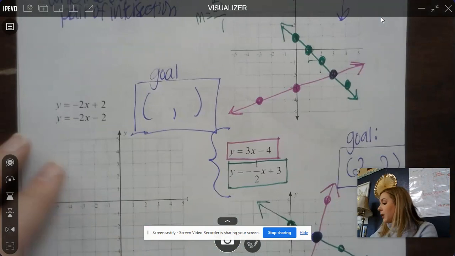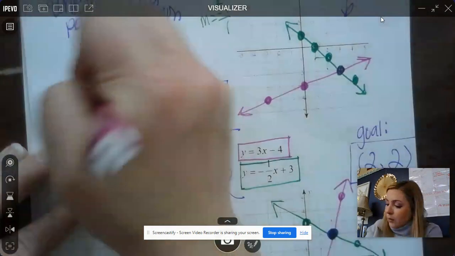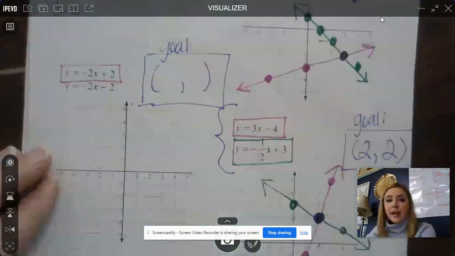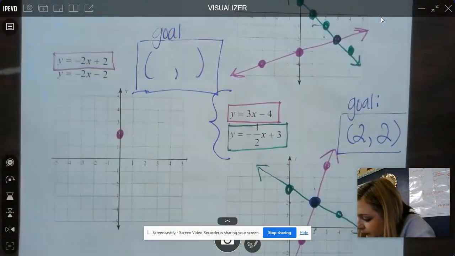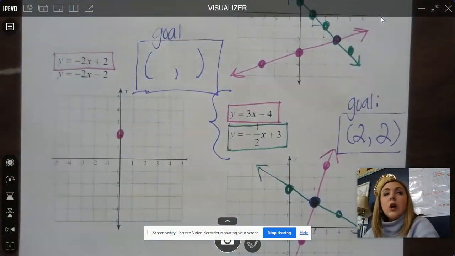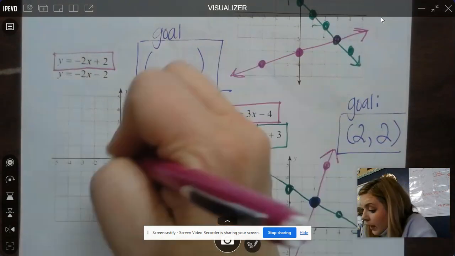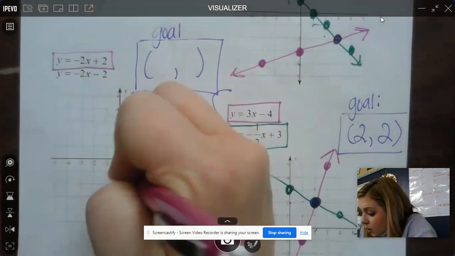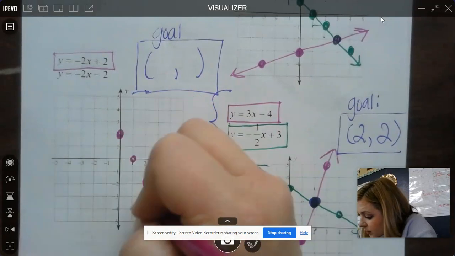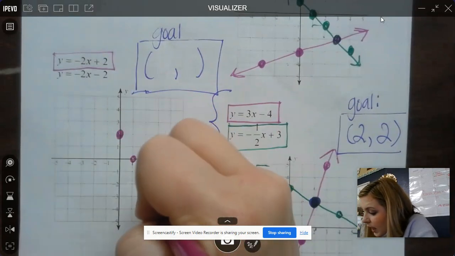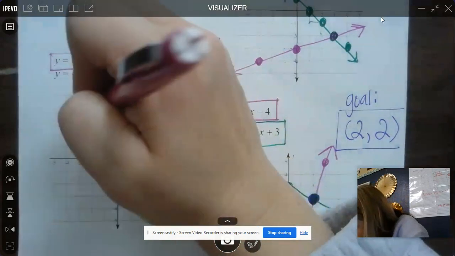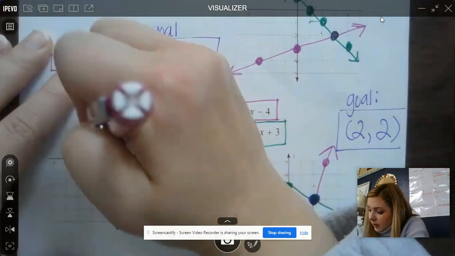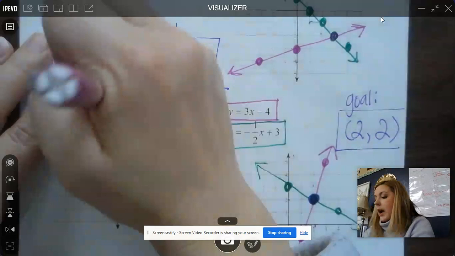So yes, I'm going to box in my first equation with my first color. Pretty easy to graph there. Okay, I have a y-intercept of +2, and then a slope of -2. How is that slope of -2 going to move? Down to right 1. Down to right 1. Down to right 1. I'll even go up to left 1 up here. Okay. There we go. All right.